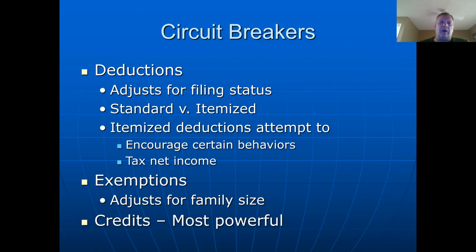Then we had a second category of circuit breakers known as exemptions. Now, in the 2017 law, a lot of these exemptions went away, and so we don't have them anymore. But exemptions would allow you to exempt a certain dollar amount from your adjusted gross income based upon your family size. So for every additional person in your house, you would be able to exempt $2,600 from your income from taxation. But again, much of those went away in the 2017 law. Deductions and exemptions occur before you calculate your tax liability. So deductions and exemptions will come off of your adjusted gross income.